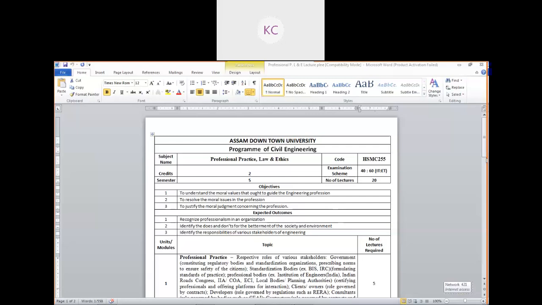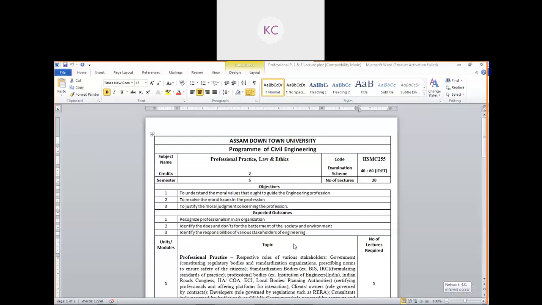Basically, the main objective of this subject is to make you understand the types of roles that you are expected to play in future in society as a practitioner of the civil engineering profession, and to develop some idea of the legal and practical aspects of your profession. This is actually a theoretical class. There is no practical work, no mathematical term, only theory.